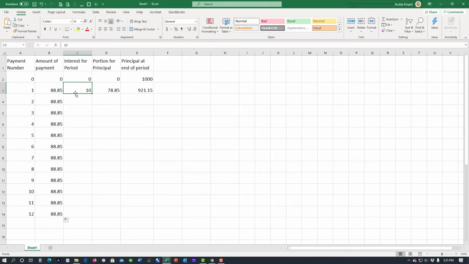This one, I put in 10, and I really should have put in the 0.01 times this number. So let's change that. This is going to equal 0.01. I can use a constant for that because it doesn't change. I pay 1% every month. And then I'm going to multiply that by whatever the principal was at the end of the last period. And that's why we needed this number here. That's why we had to have a payment number 0.